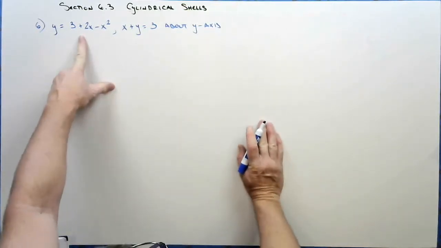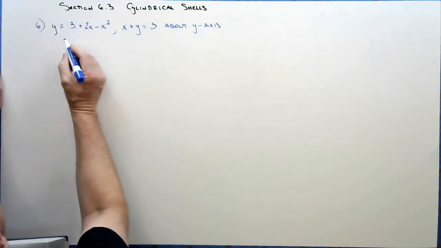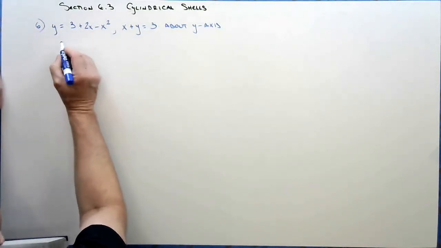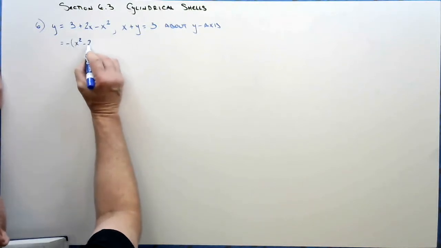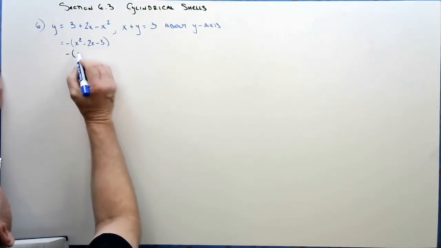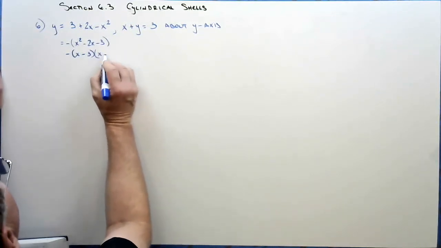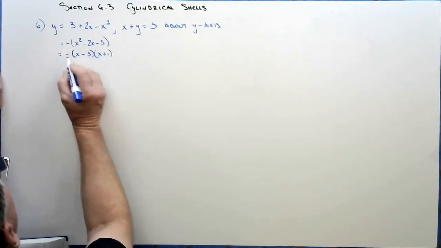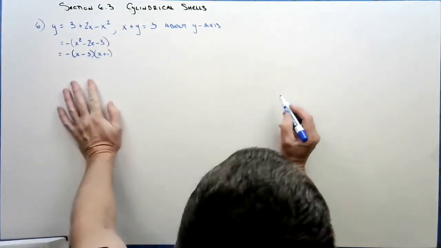This is a parabola that opens down, right? We can factor that if we want. That's going to be equal to minus x squared minus 2x minus 3, or minus, and then we get x minus 3 times x plus 1. So our x-intercepts are 3 and negative 1.